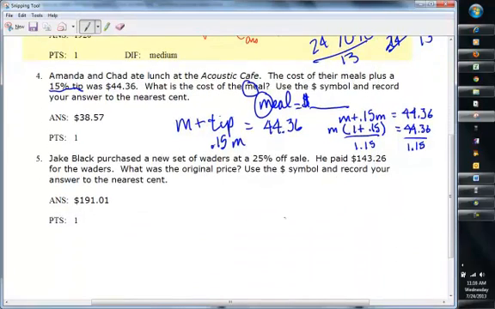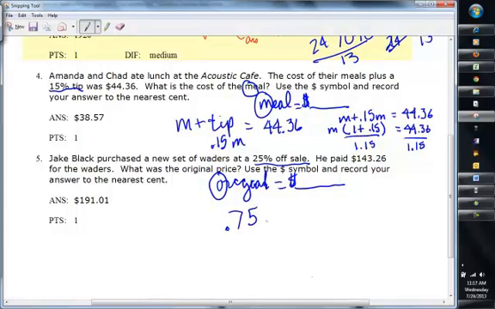Jack Black purchased a set of waders at 25% off. He paid $143.26 for the waders. What was the original price? Original equals blank. So let's use the variable O. I don't like using O usually because it looks like a 0. Okay? Well, we know that 25% off the original price is 75% of the original price. So 0.75 of the original price is $143.26. So if we divide both sides by 0.75, we should get the original price.